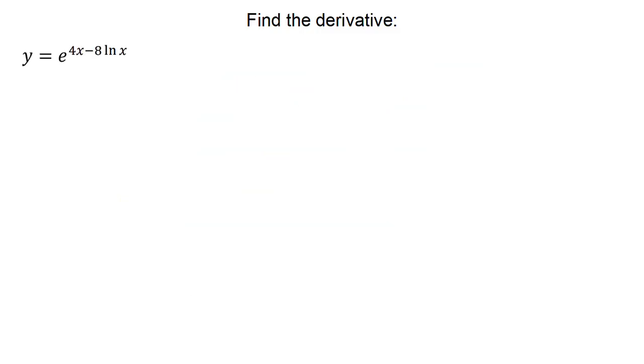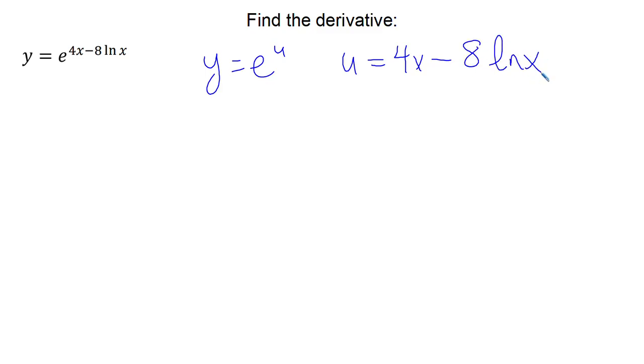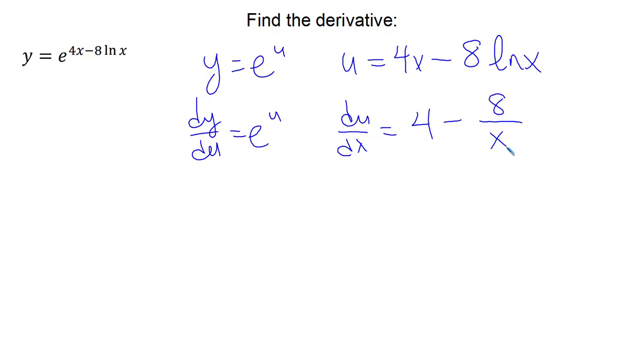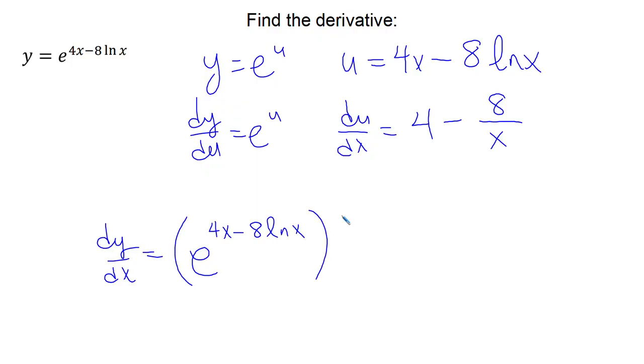And our last one here, this is just y equals e to the u, where u is 4x minus 8 times the natural log of x. So dy du, again, we know that rule, it's just e to the u. And du dx, we'll use the power rule on 4x to get 4. And on 8 ln x, we'll just do minus 8 over x. And so when we multiply those two things together to get dy dx, our final answer is just e to the 4x minus 8 ln x times 4 minus 8 over x.